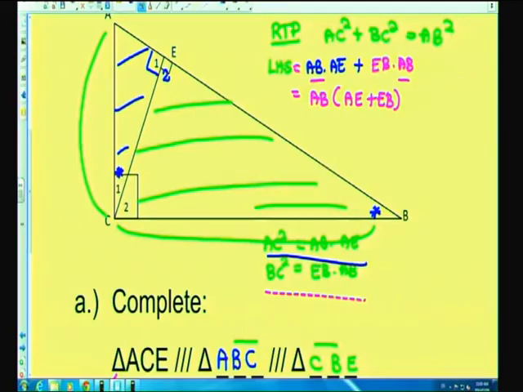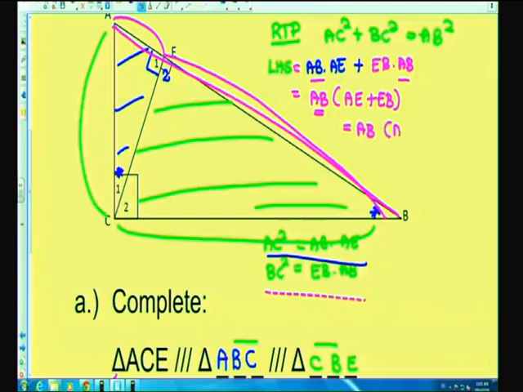So we're winning a bit because I've got one of the ABs. I need another one. So let's have a look. The other one is AE plus EB. Now if we're adding those, it's in fact AB. So therefore we can say it's equal to AB times AB, which is going to be AB squared, which is the right-hand side, which means we have proved the theorem of Pythagoras.